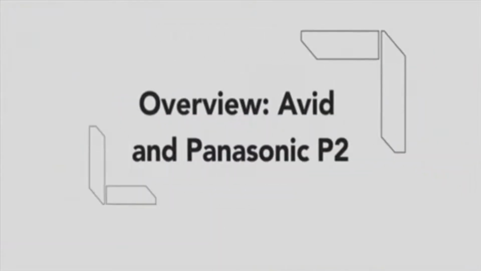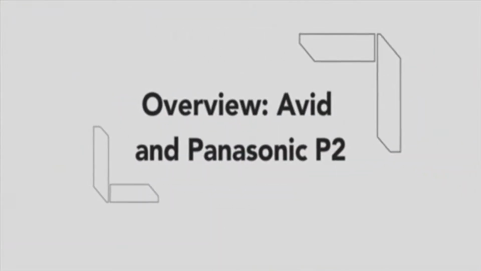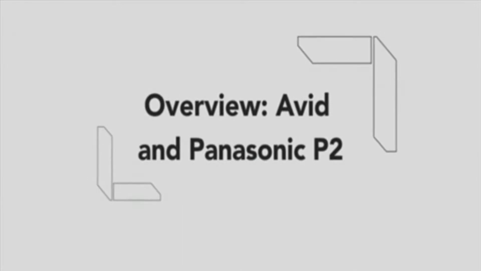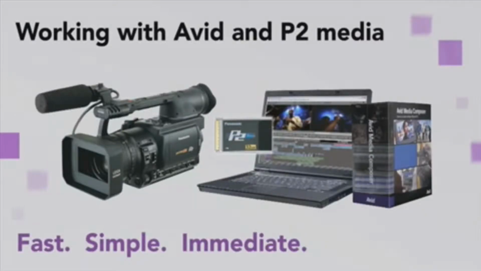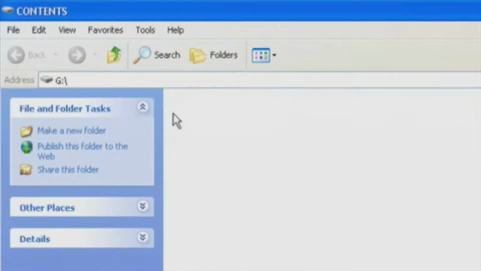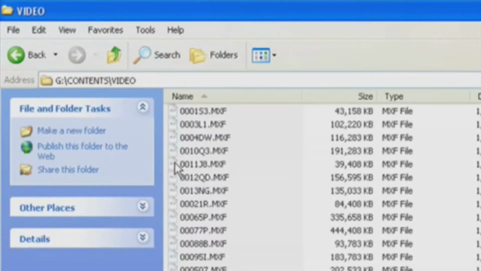Introduction to using the Panasonic HVX200 camera with Avid Media Composer. With Avid, editing footage captured with the HVX200 camera is fast and easy. Avid systems use the same native file format as Panasonic P2 memory cards, so there's no need for any transcode, capture, or file conversion process at all.